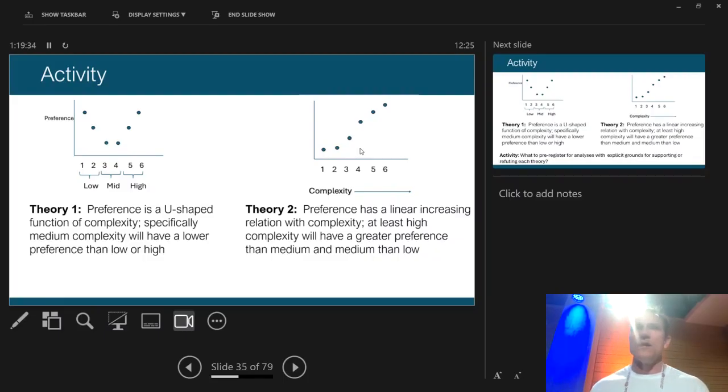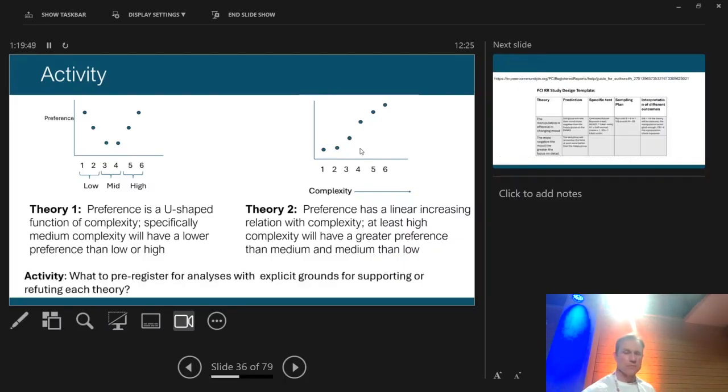So I just want you to think about now, what test or tests could you do that actually would test each of these hypotheses? Just give that some thought. You can talk about it in your groups.